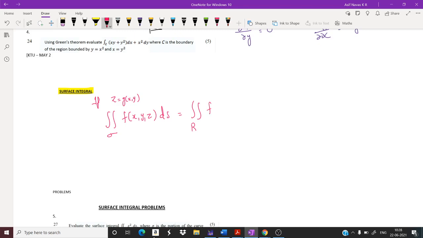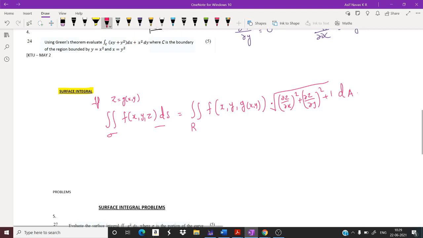This is the double integral over R of f(x,y,z) dS. So f(x,y), and we know that z is a function g of x, y. And what is dS here? It's the square root of (∂z/∂x) squared plus (∂z/∂y) squared plus 1, dA. Okay. So do you remember this formula?